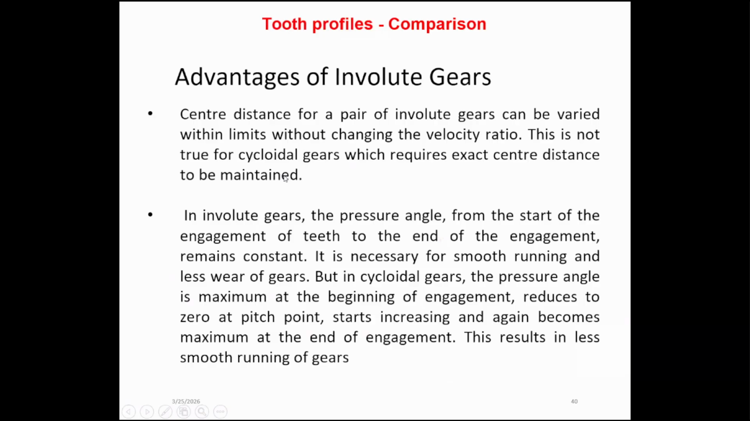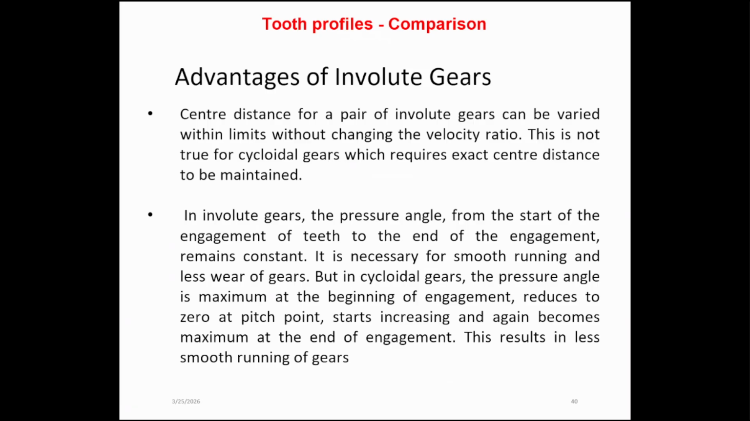Right. So these are the advantages of involute gears. The center distance for a pair of involute gears can be varied within limits without change in the velocity ratio, which means we don't need to maintain the exact center distance for involute gears, right? But this is not true for cycloidal gears. We need to maintain exact center distance to avoid any interference. So that is the plus point in involute gears.